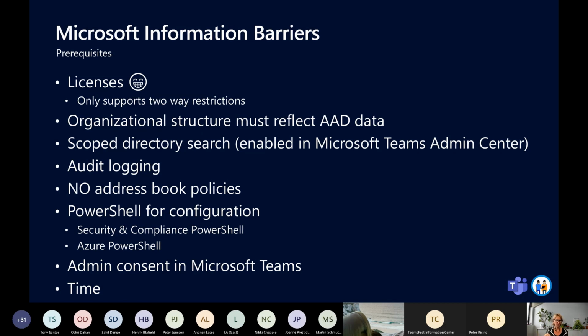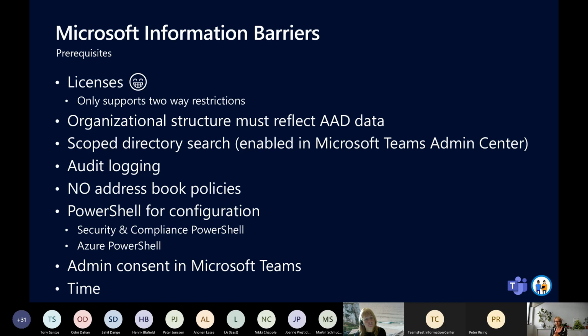The second thing you need to consider here, it only supports two-way restrictions. So it's not enough to just license one way, because if you want to prevent sales talking to marketing, both need licenses and not only one way. Okay, also consider that in your planning around information barriers.